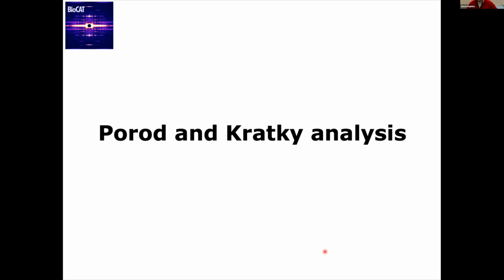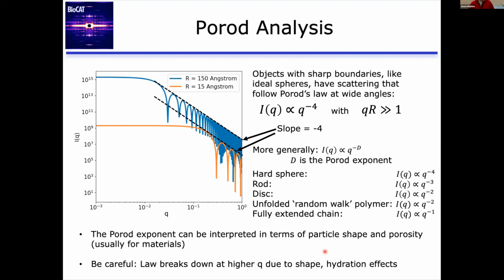So what I want to talk about next is two bits of analysis that are related. We have the Porod and the Kratky analysis. The Porod analysis is what I'm going to start with. And the basic idea here, Porod derived this property that objects with sharp boundaries, like an ideal sphere, and no internal structure, have scattering that follows what's called Porod's law at wide angles.